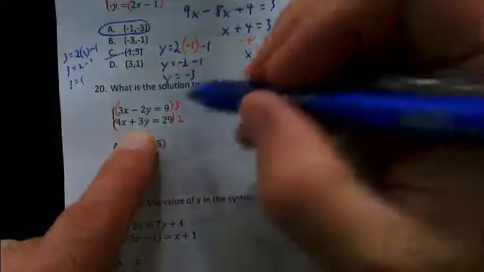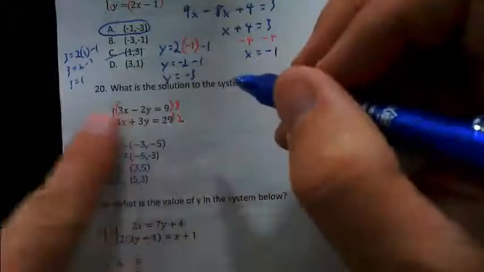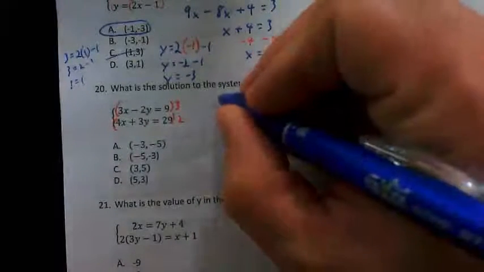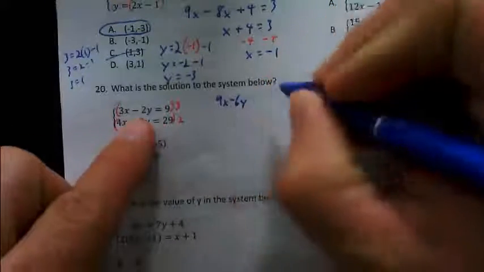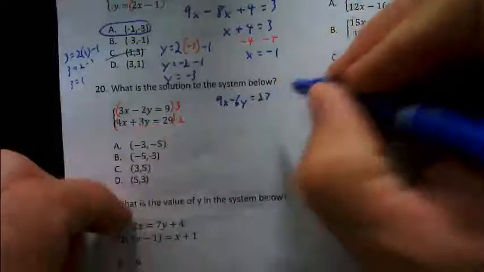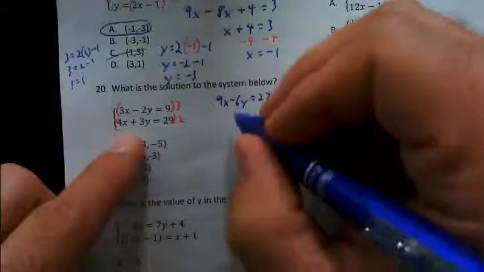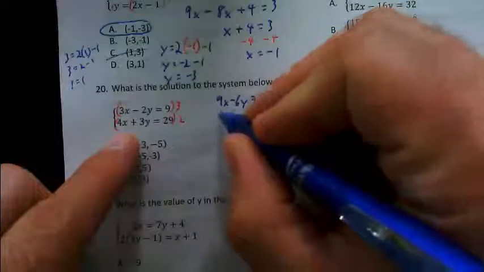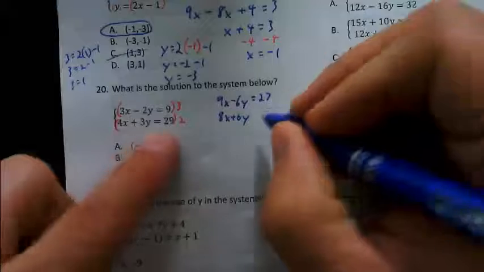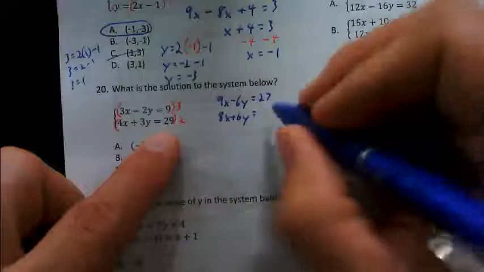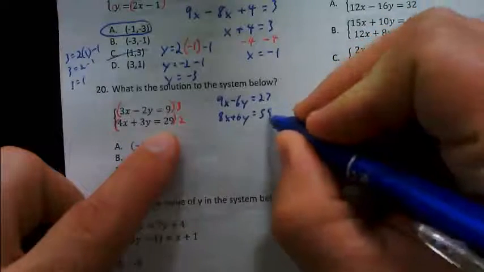So I'm going to rewrite this with these values being distributed to every single term. That would be 9x minus 6y equals 27. And the bottom equation would be 8x plus 6y equals 58.